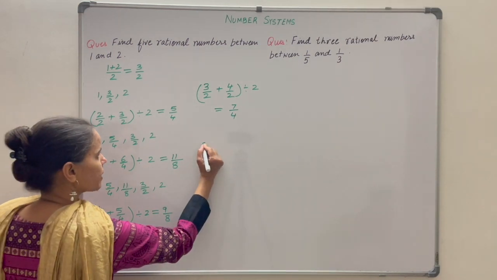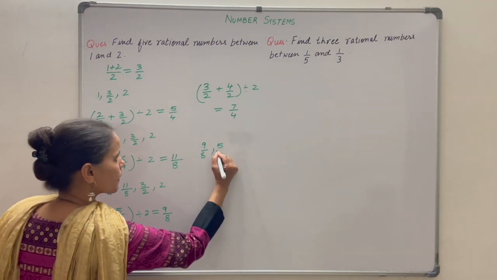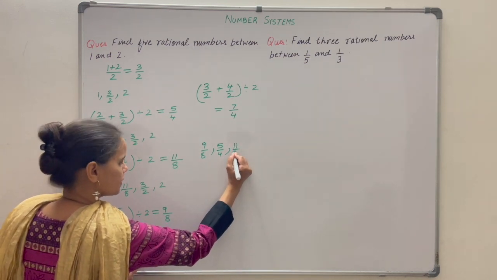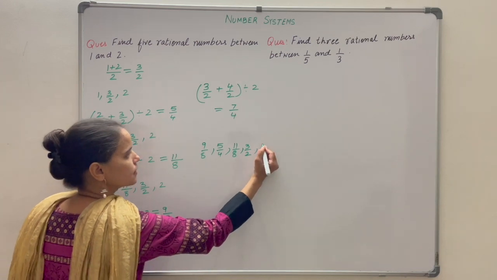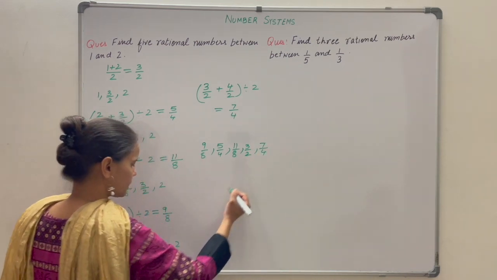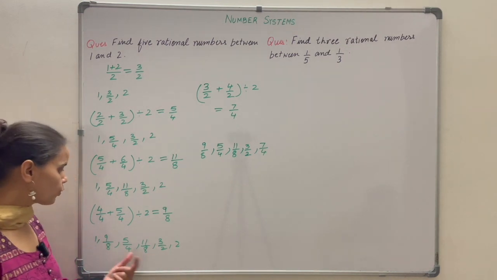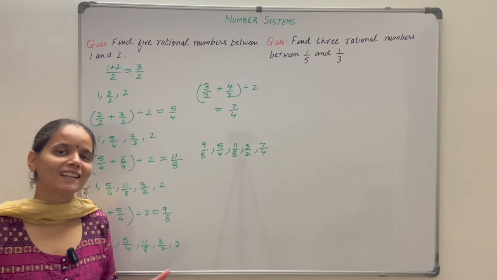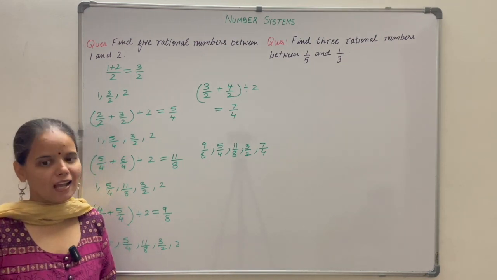Which are the 5 numbers? It is 9 by 8, 5 by 4, 11 by 8, 3 by 2 and 7 by 4. Like this, we can keep on finding out the numbers between two given rational numbers. So what we can conclude here, that there are infinite rational numbers between two rational numbers.